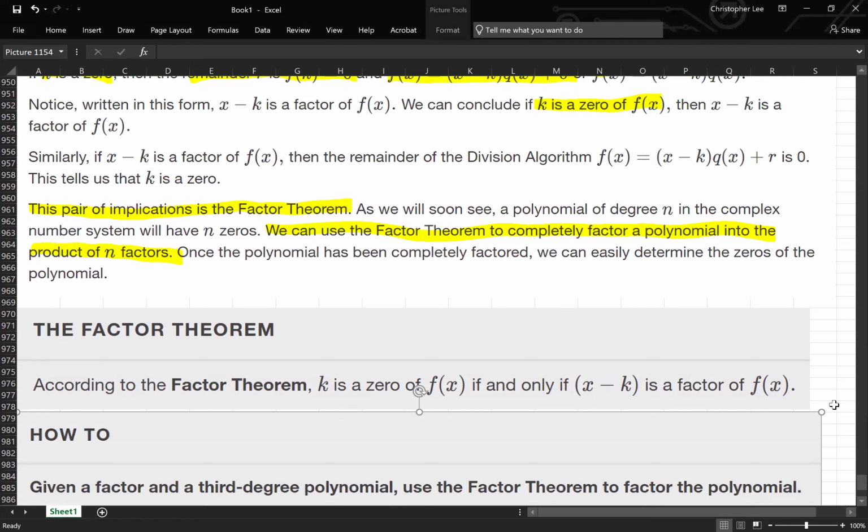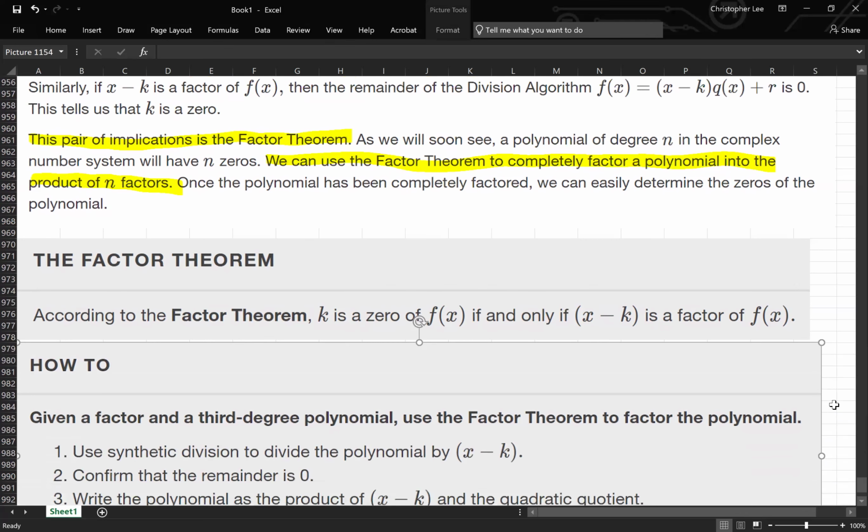So, how to use the factor theorem: given a factor and a third degree polynomial, so it's a third power, we want to use the factor theorem to factor the polynomial. First, use synthetic division to divide the polynomial by x minus k, whatever that is. Then confirm that the remainder is 0. If the remainder is 0, then the x minus k we used is a factor of the original. That's what it's trying to say.